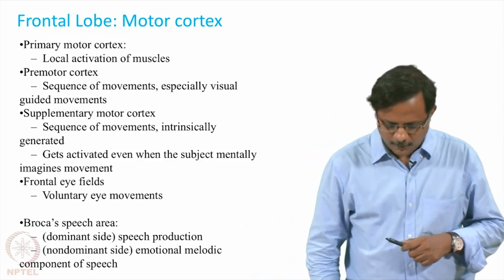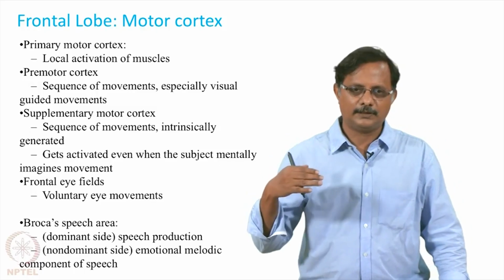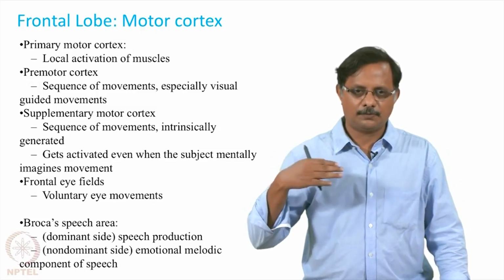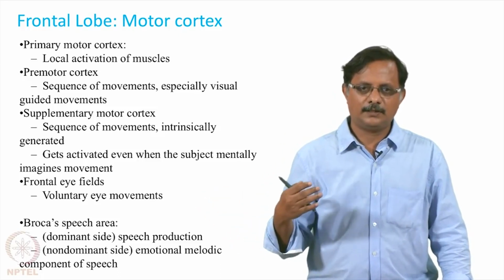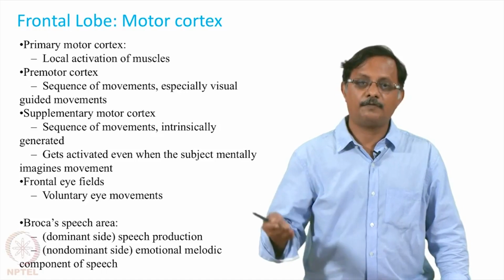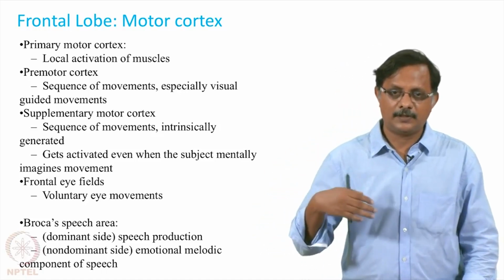Then there is a premotor cortex which is located here, and this cortex is also above the primary motor cortex, and here also if you activate neurons, they produce sequences of movements. But what is interesting about premotor is that neurons here also respond to visual inputs. So, this part is responsible for visually guided movements.